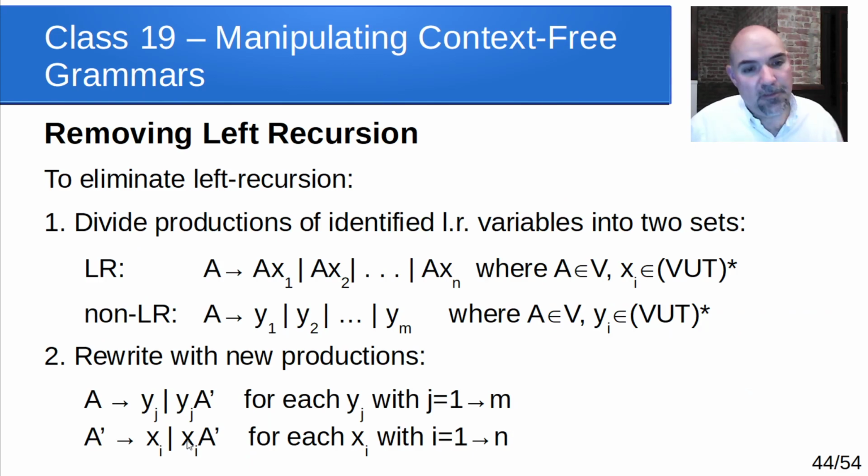Okay, so the process of removing the left recursion goes like this. Step one, we divide the productions of some identified left recursive variable into two sets. In other words, if we have a left recursive variable A, some of the productions are going to be left recursive, some of them are not going to be. So we divide it into the two groups, the left recursive ones and the non-left recursive ones.